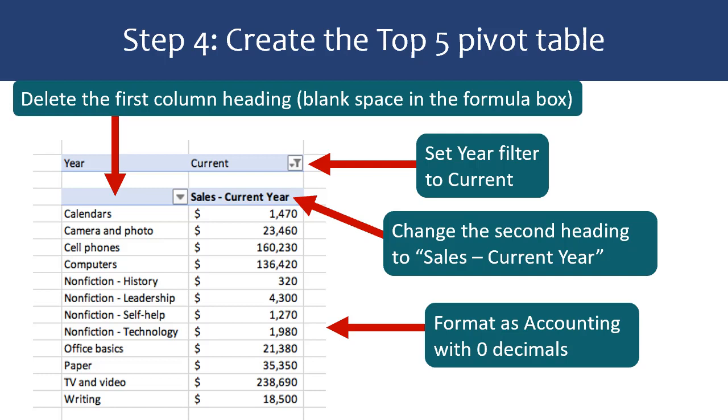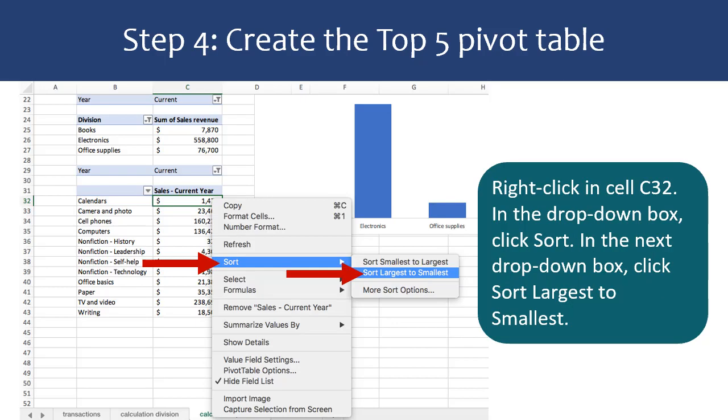Delete the first column heading. Remember to put a blank space in the formula box. Set the year filter to current. Change the second heading to sales current year. Finally, format as accounting with 0 decimals. Right-click in cell C32. In the drop-down box, click Sort. In the next drop-down box, click Sort Largest to Smallest.